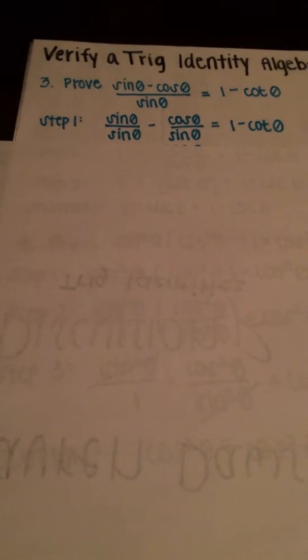Example number 3. Prove sine theta minus cosine theta divided by sine theta equals 1 minus cotangent theta. Step 1. Sine theta divided by sine theta minus cosine theta divided by sine theta equals 1 minus cotangent theta. We're going to make two fractions, and sine theta can be the denominator for both. So it's going to be sine theta over sine theta, and then you're going to have negative cosine theta divided by sine theta.